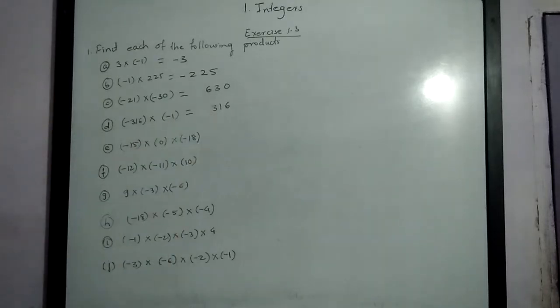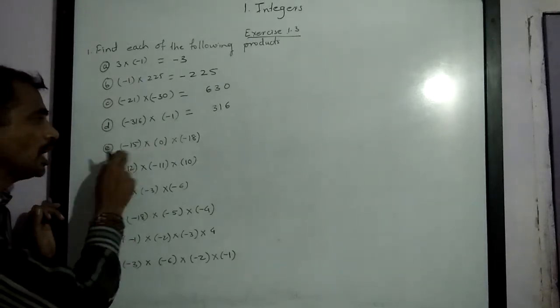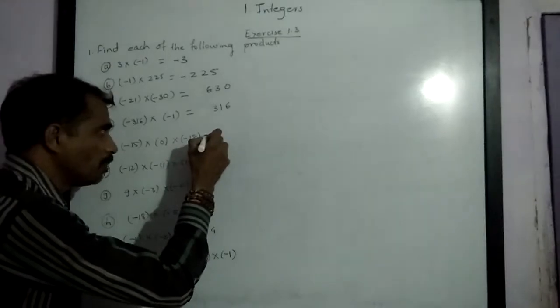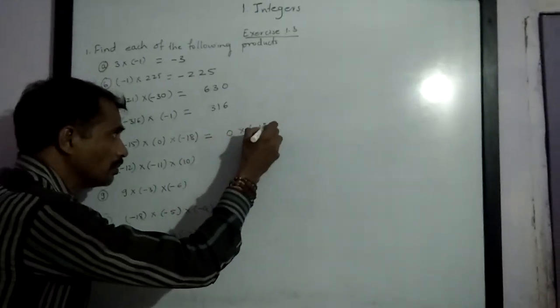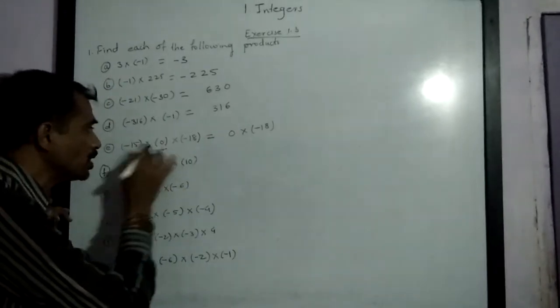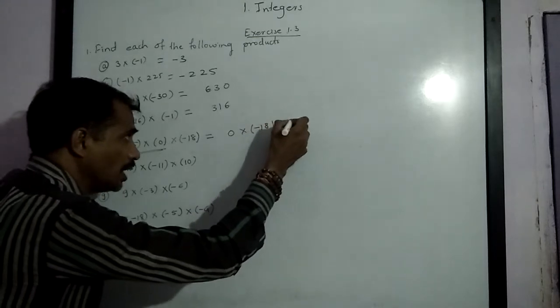Next is negative 15 into 0 into negative 18. Now negative 15 into 0. 0 into negative 15 is 0. 0 multiplied by any integer is 0, into negative 18. Please note, I have done this multiplication. Negative 15 into 0 is 0. 0 into negative 18 is again 0.